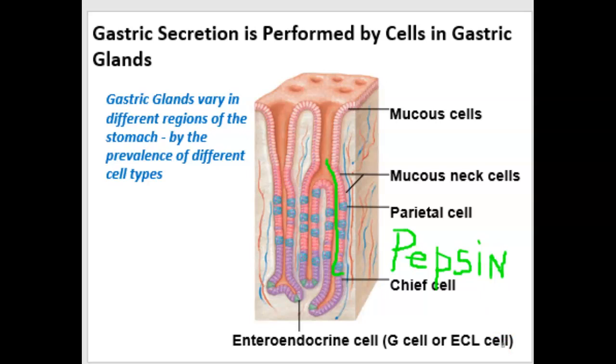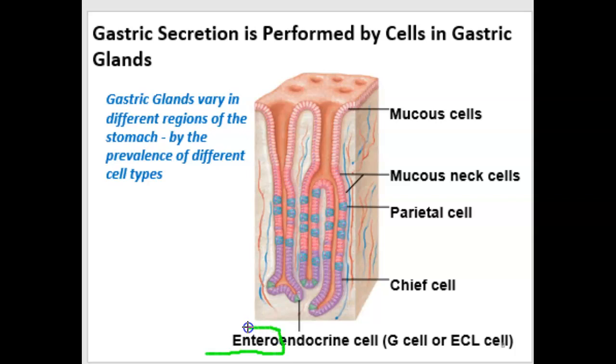Now the chief cells also make the gastric lipase, which breaks down lipids. So we've got quite a few things being made by 3 different cell types here. Now we've got the last cell type, the enteroendocrine cell.